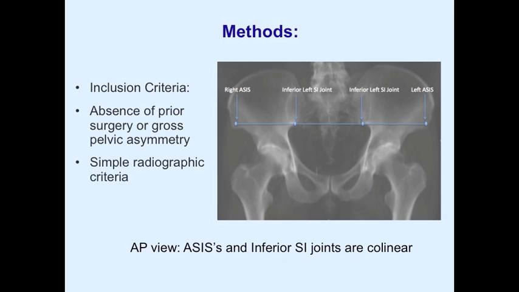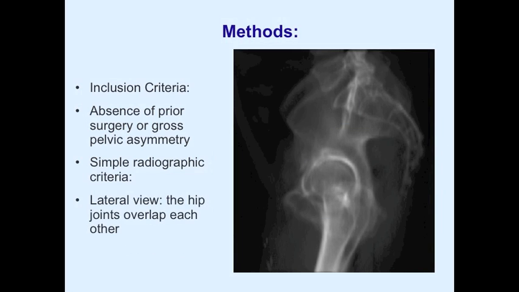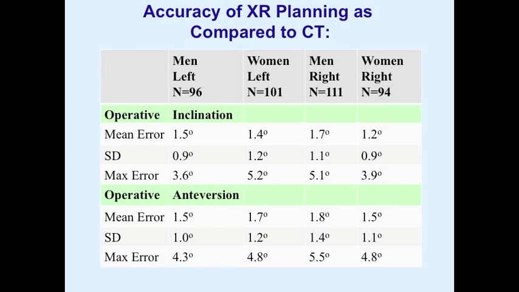And so then we just used 2 X-rays, an AP that looks like this, where the SI joints and the superior spines are more or less collinear. And on the side view, a standing lateral view where the near hip obliterates the far hip. And these are the results of predicting how the sextant will land based on 2 radiographs versus 3D CT. They're all less than 2 degrees, and the maximum error is 5 degrees.